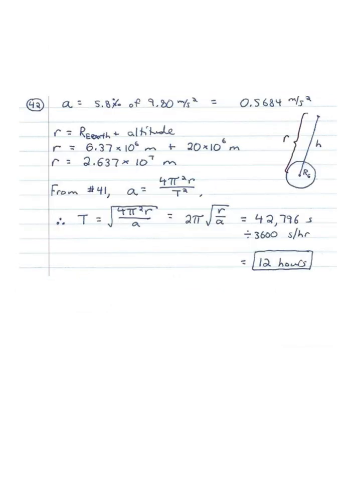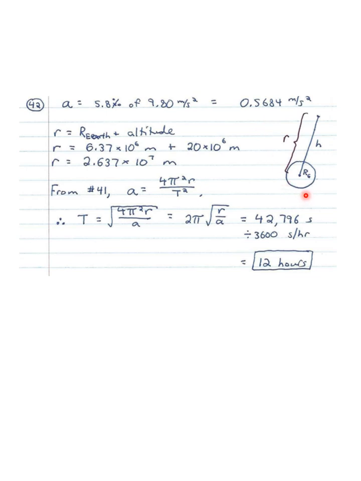Number 42. GPS satellites circle Earth at altitudes of approximately 20,000 kilometers, where the gravitational acceleration has 5.8% of its surface value. Now that means 5.8% of 9.80 newtons per kilogram, or meters per second squared. To the nearest hour, what is the orbital period of the GPS satellites? All right, so let's first find the acceleration. 5.8% of 9.80 is 0.5684 meters per second squared.